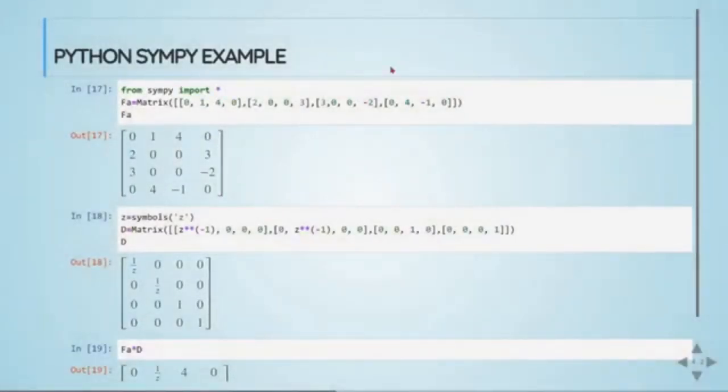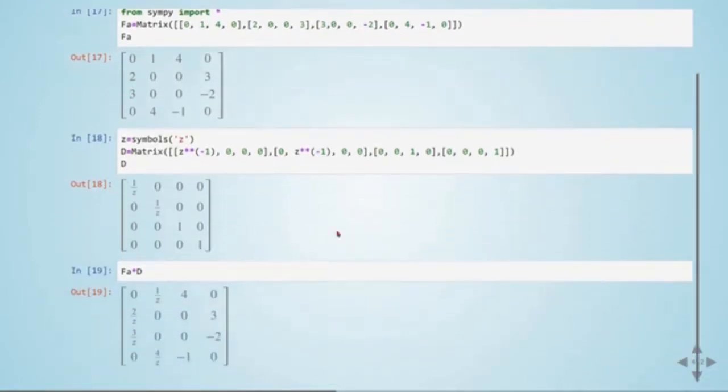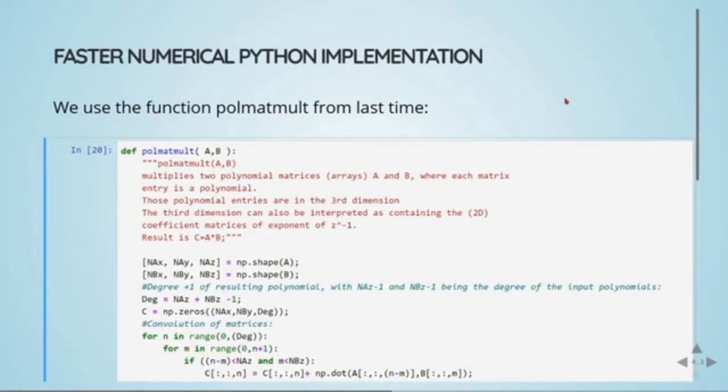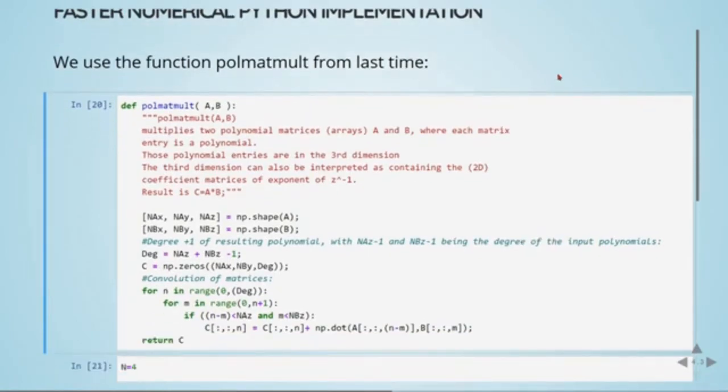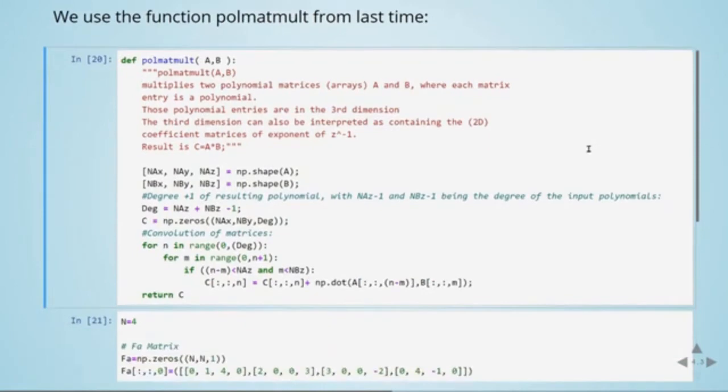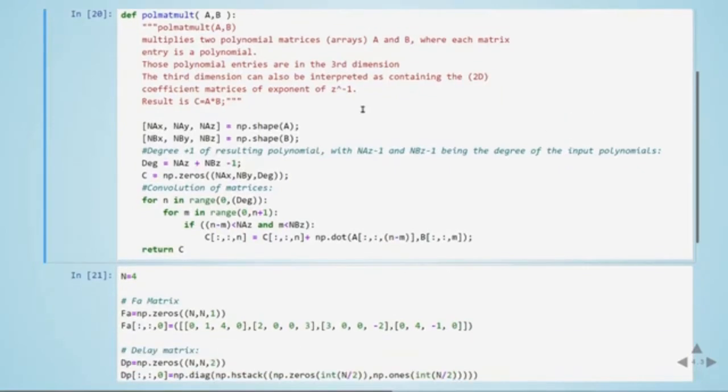Once again, we see this theory put into practice using Python, first with SymPy, symbolic mathematics, and then a faster implementation not using SymPy. So we are defining this FA matrix, then we are defining our delay matrix, and when we multiply FA times D, we get the following results. Now, there's a faster numerical Python implementation, so we will use the function polmat mult that we've seen last time. It just multiplies two polynomial matrices, arrays A and B, where each matrix entry is a polynomial, and those polynomial entries are in the third dimension. So the third dimension can also be interpreted as containing the 2D coefficient matrix of exponent z to the power of minus 1, as we've seen before.